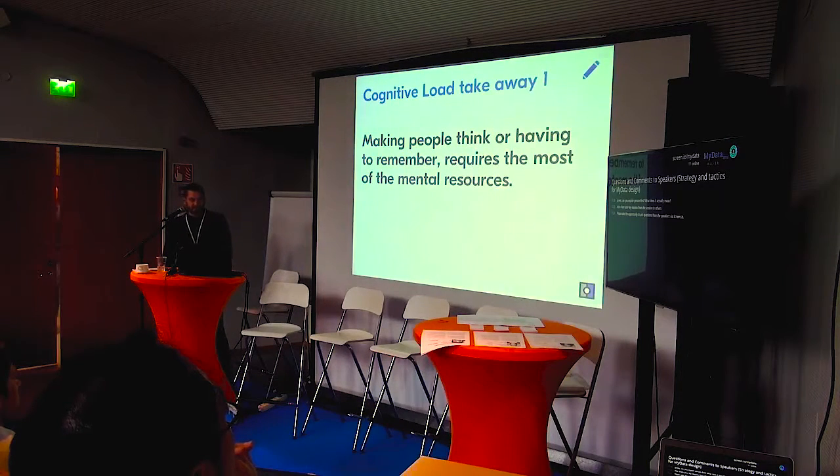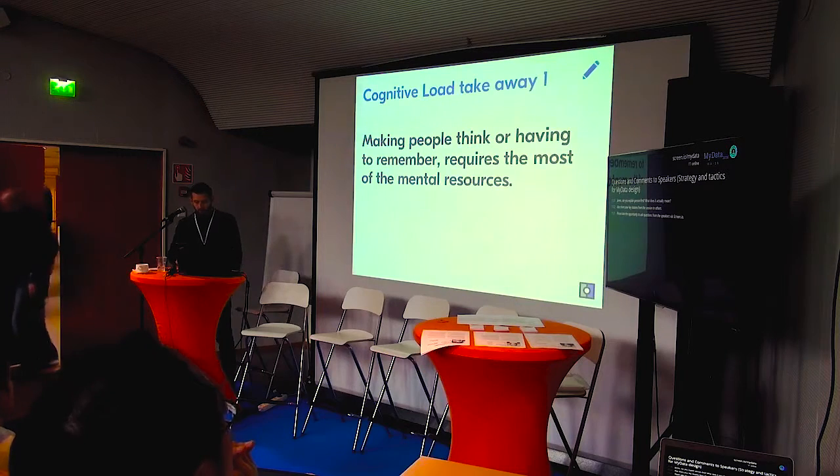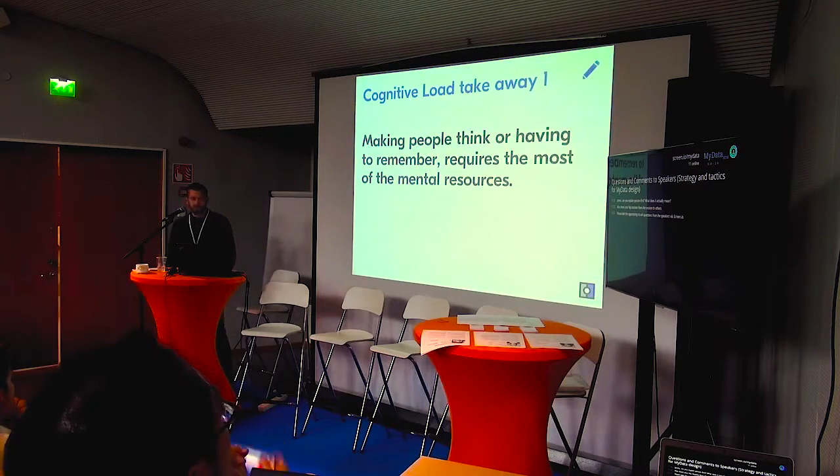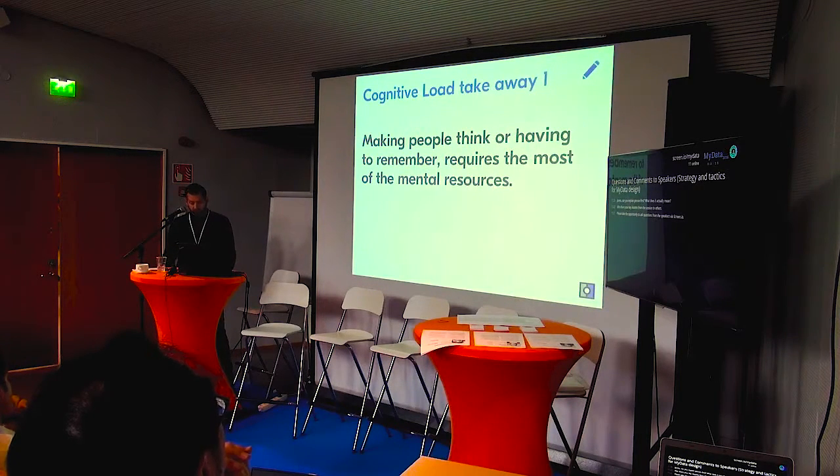So I've got a few takeaways in particular around cognitive load. Making people think or having to remember requires the most mental resources. As I mentioned, presenting someone with a long form, memorable word options, or asking for alphanumeric, forgettable passwords as part of a sign-up process is the most inhuman way to design, in my opinion.